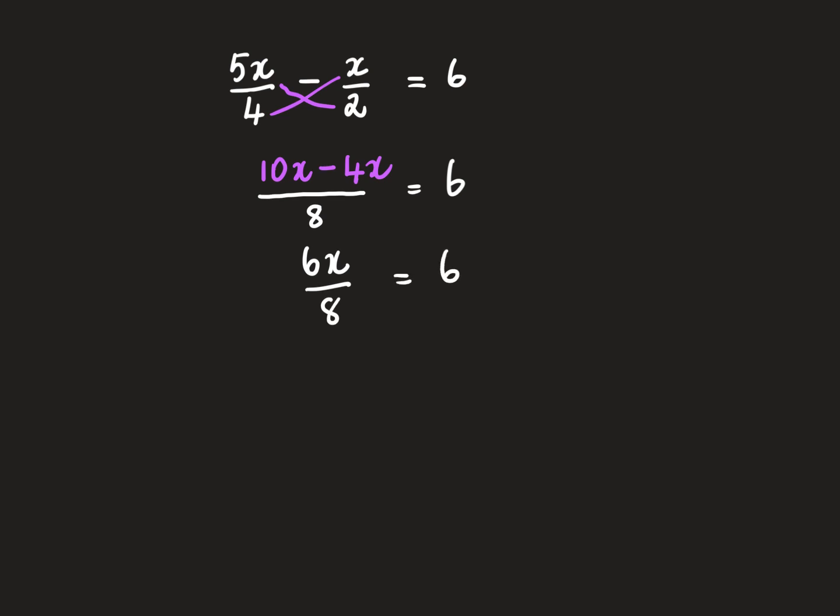What do I do next? Multiply both sides by 8 to get rid of that denominator. Cancel. 6x equals 6 times 8, which is 48. What do I do next? Divide by 6. Divide by 6. Cancel. 48 divided by 6 is equal to 8.